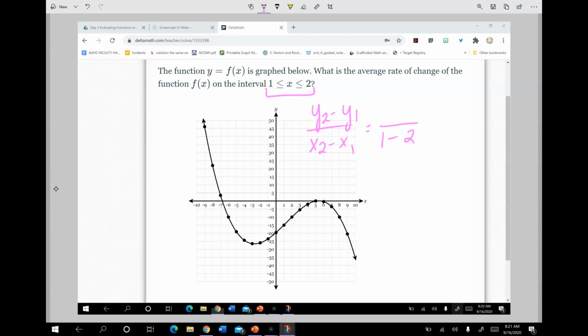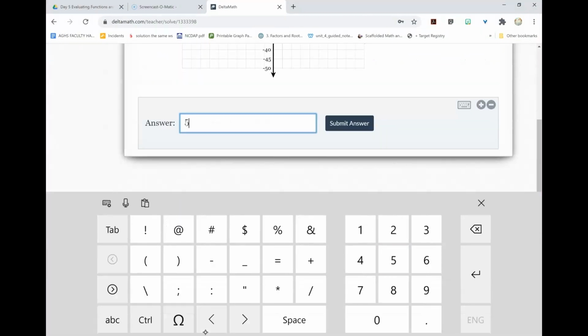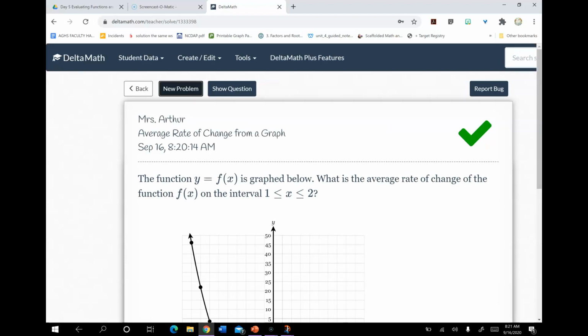So we're going to say 1 minus 2. Okay, so when x is 1, which is right here, we got to go down to get this one, it is negative 15. So then I go to 2. When x is 2, y is negative 10. All right? So negative 15 minus negative 10 is going to give me negative 5 over 1 minus 2, which is negative 1. Well, negative 5 divided by negative 1 is 5. So I go back to Delta Math. I type in 5, and we are correct.